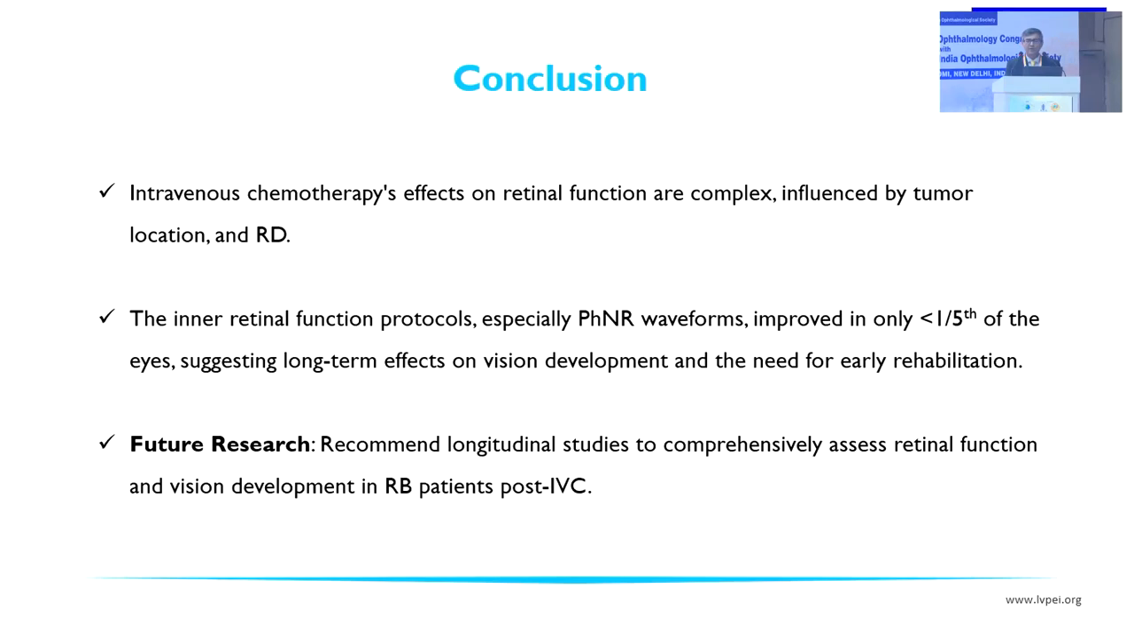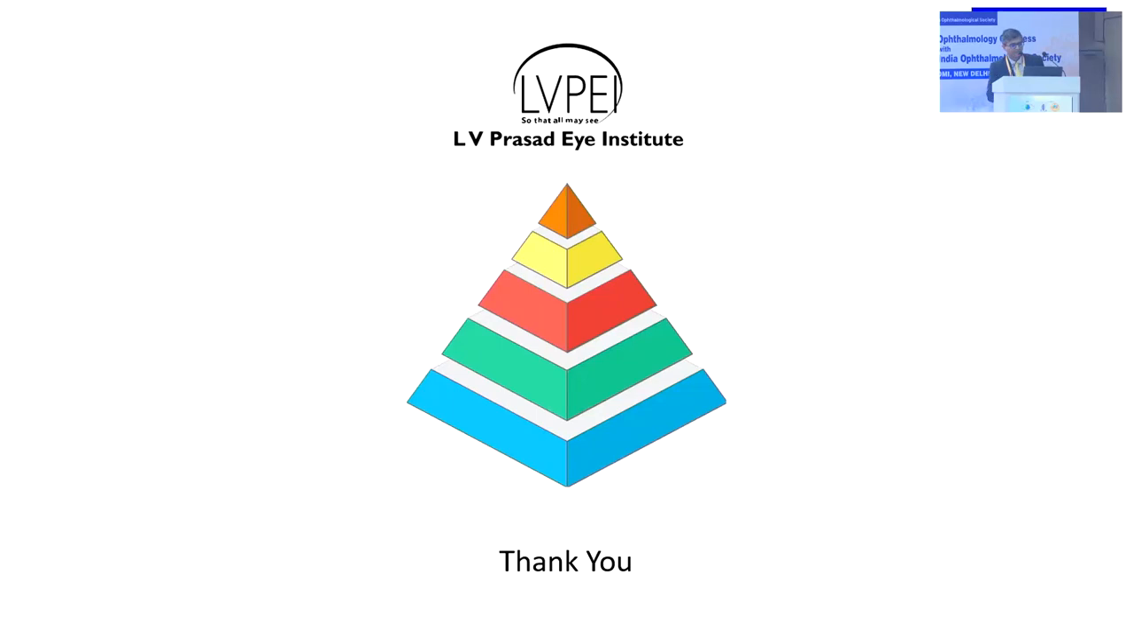To conclude, I would say intravenous chemotherapy effects on the retinal function are very complex, and need to be interpreted with other important confounders like macular location of the tumor and associated retinal detachment. The inner retinal functions, especially PhNR waveforms, improved in only 1 of 5 eyes, suggesting long-term effects on vision development and the need for early visual rehabilitation. In terms of future research, we recommend longitudinal studies to comprehensively assess retinal function as well as vision development in these pre-verbal children, particularly in patients with retinoblastoma post-intravenous chemotherapy. Thank you.